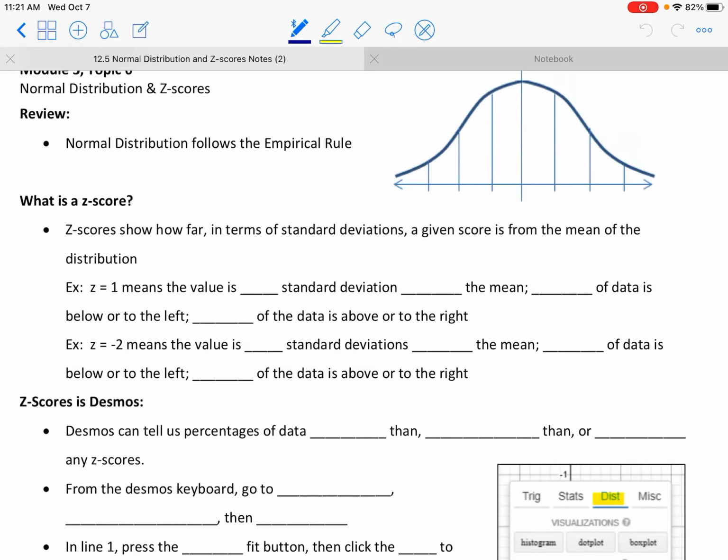Hello and welcome to our lesson on normal distribution and z-scores. So we're going to add to the topic of normal distribution that we started last time.